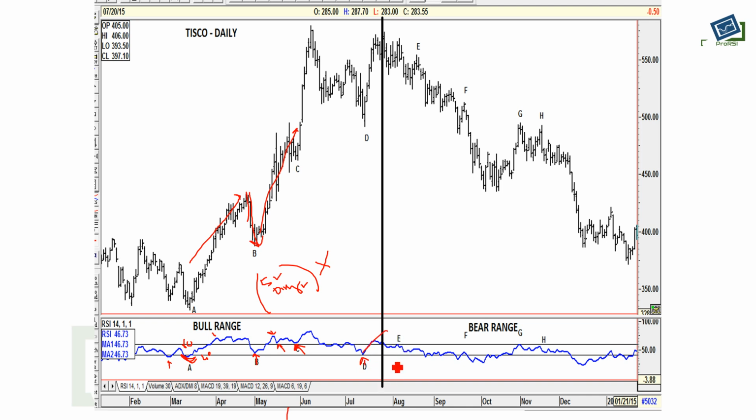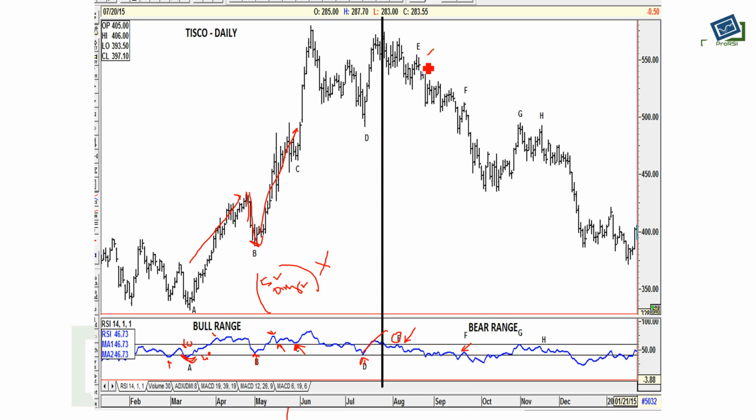Now, when it went to point E, it is unable to move above 60. So what we have discussed, 60 is the overbought area in the bear market, and generally stocks will face resistance at 60 RSI. So this is what happened here. Again on point F, it is so weak that it is unable to move to the 60 area.